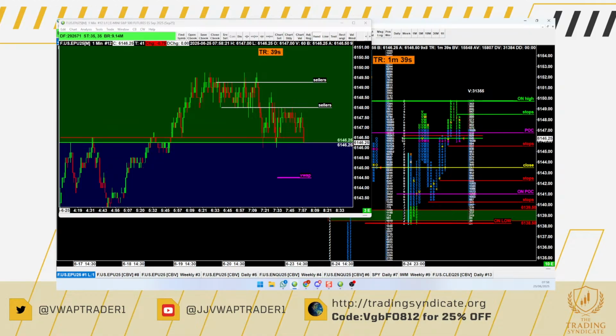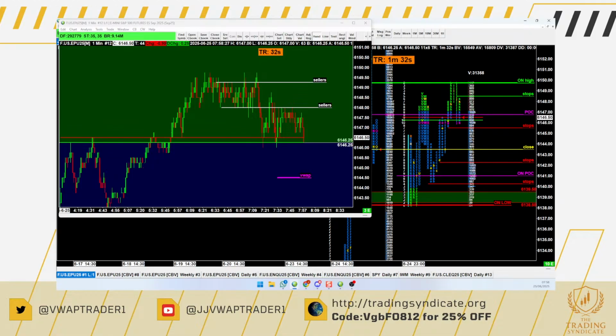Let's see if we can take out the bottom of these two little candles here. See right here? Let's see if we can take those out and come down to the close, right? It's a snooze fest. I knew it was going to be slow tonight, but I didn't think it was going to be this slow. Let's see. London's going to open a little bit, right?